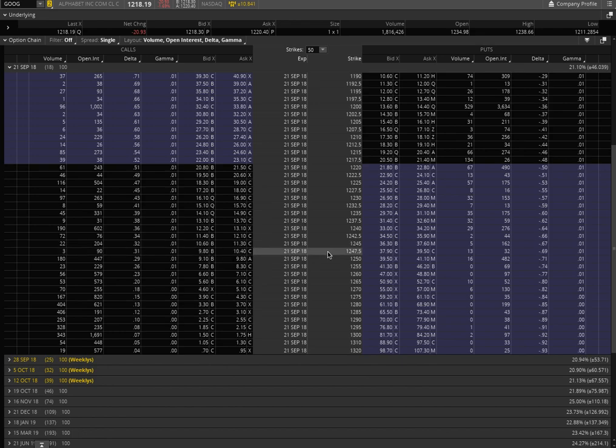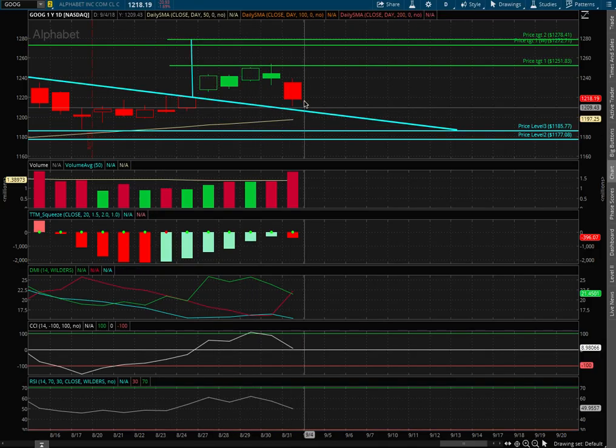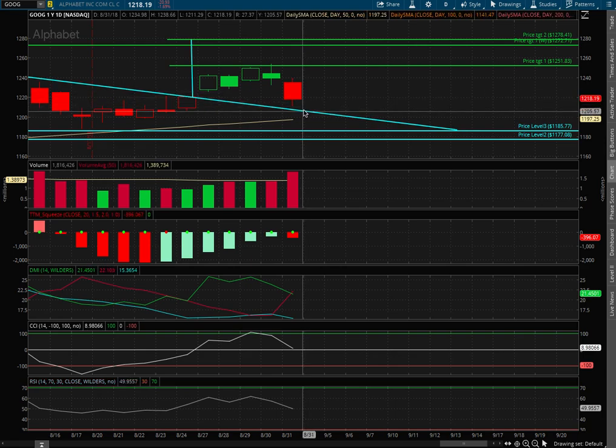So this 1247.50, I would be purchasing these if I was confident in my levels holding and I saw that the price action was staying above. I would be purchasing the 1247.50s for 2 weeks out. And the same thing, I would buy two, and then I would wait for more confirmation, and then I would buy some more.